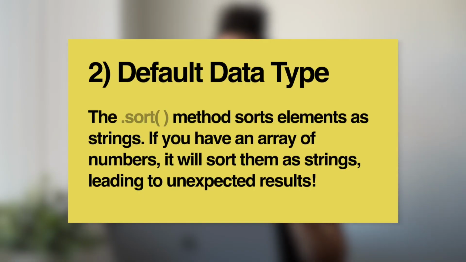Number two is the default data type. By default, the sort method sorts elements as strings. If you have an array of numbers, it will sort them as strings, leading to unexpected results. So to sort numbers correctly, you need to provide a comparison function. Fortunately, the JavaScript engine is smart and internally converts the elements to numbers for us, even though they are initially treated as strings. But I'll be going over all of that here in a minute.